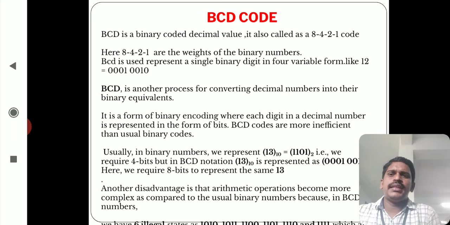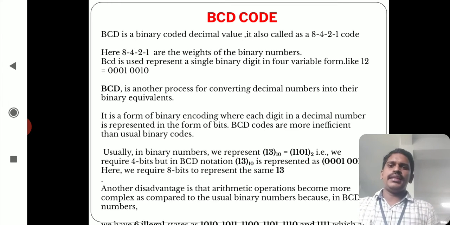Another disadvantage is that arithmetic operations are more complex compared to the usual binary numbers, because BCD addition needs more binary digits. This is a disadvantage too, because we have to use more bits than in the ordinary binary number system. Hence arithmetic operations are very complicated in BCD addition. This is the disadvantage of the BCD code.